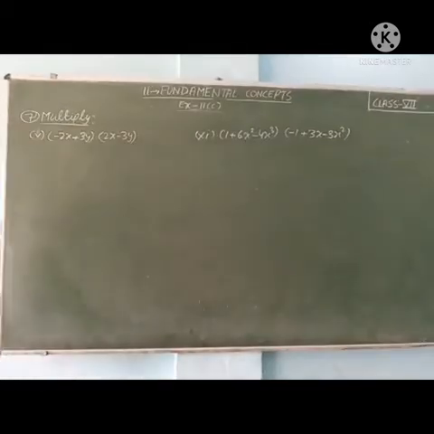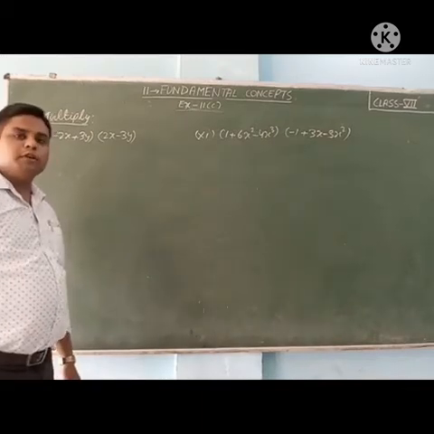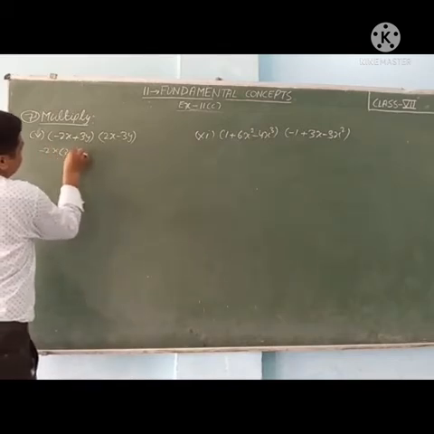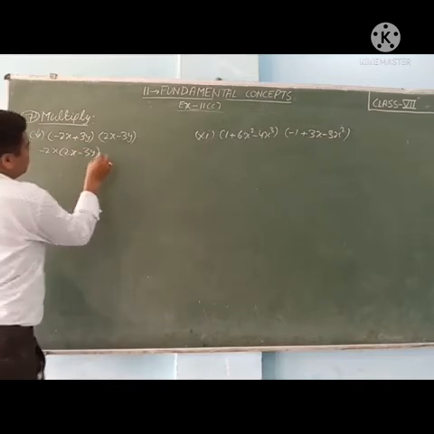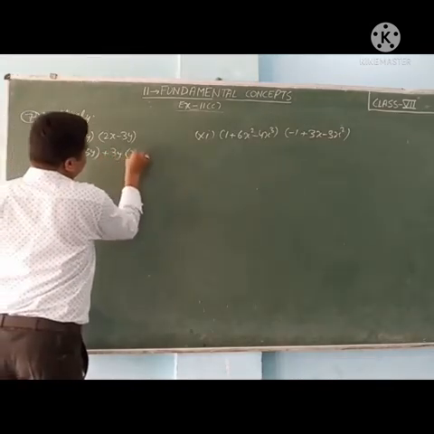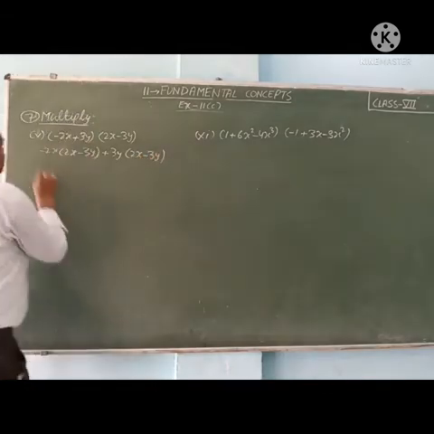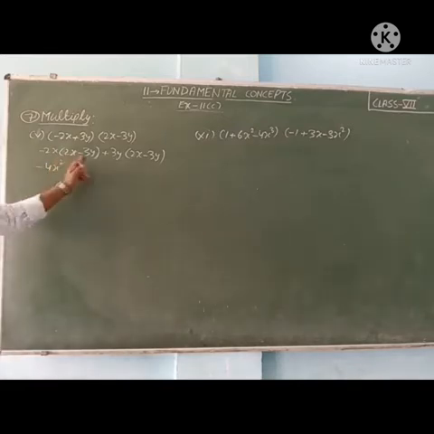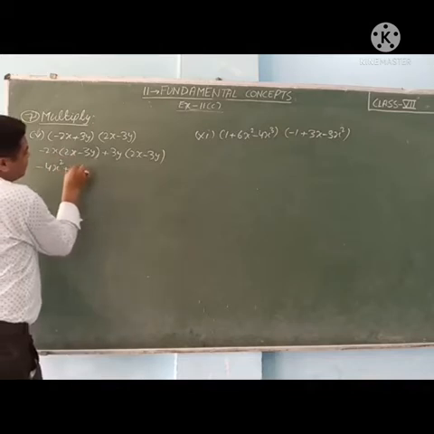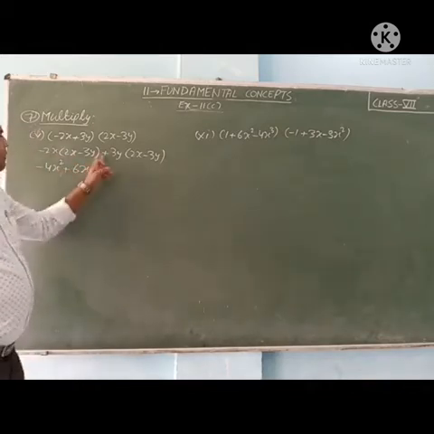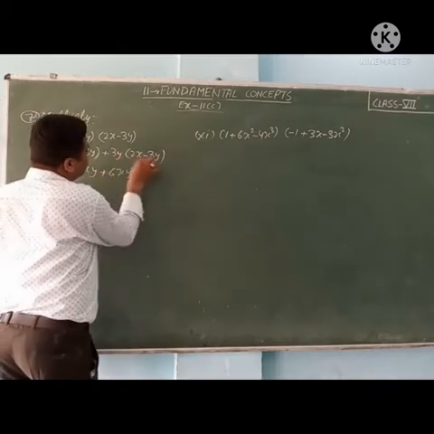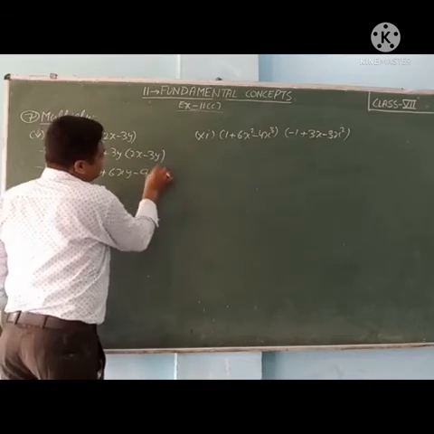In that, the first part is the fifth part, not the first part, the fifth part. Minus 2x plus 3y, 2x minus 3y. So minus 2x and this expression 2x minus 3y. Then plus 3y and 2x minus 3y. So minus plus minus, 2 twos the 4x square. Minus minus plus, 2 threes the 6x square. Then plus, this also plus, 3 twos the 6xy. Plus minus minus, 3 threes the 9y square.